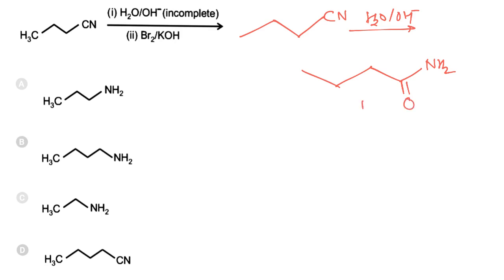Now, this amide on further reacting with bromine and KOH undergoes the Hofmann bromamide reaction, and due to the Hofmann bromamide reaction an amine containing 1 carbon less is formed. So, an amine having a total of 3 carbons is formed. So, propanamine is the final product, and hence the correct answer is A.